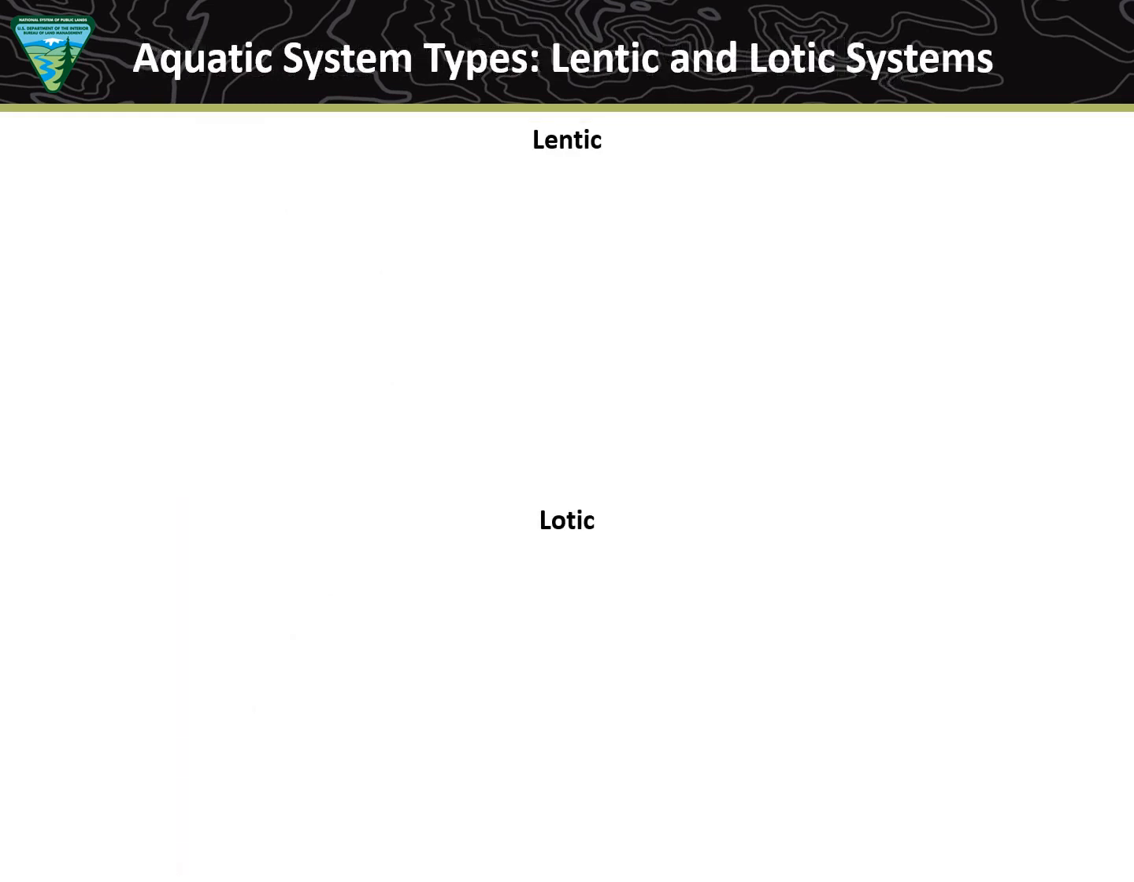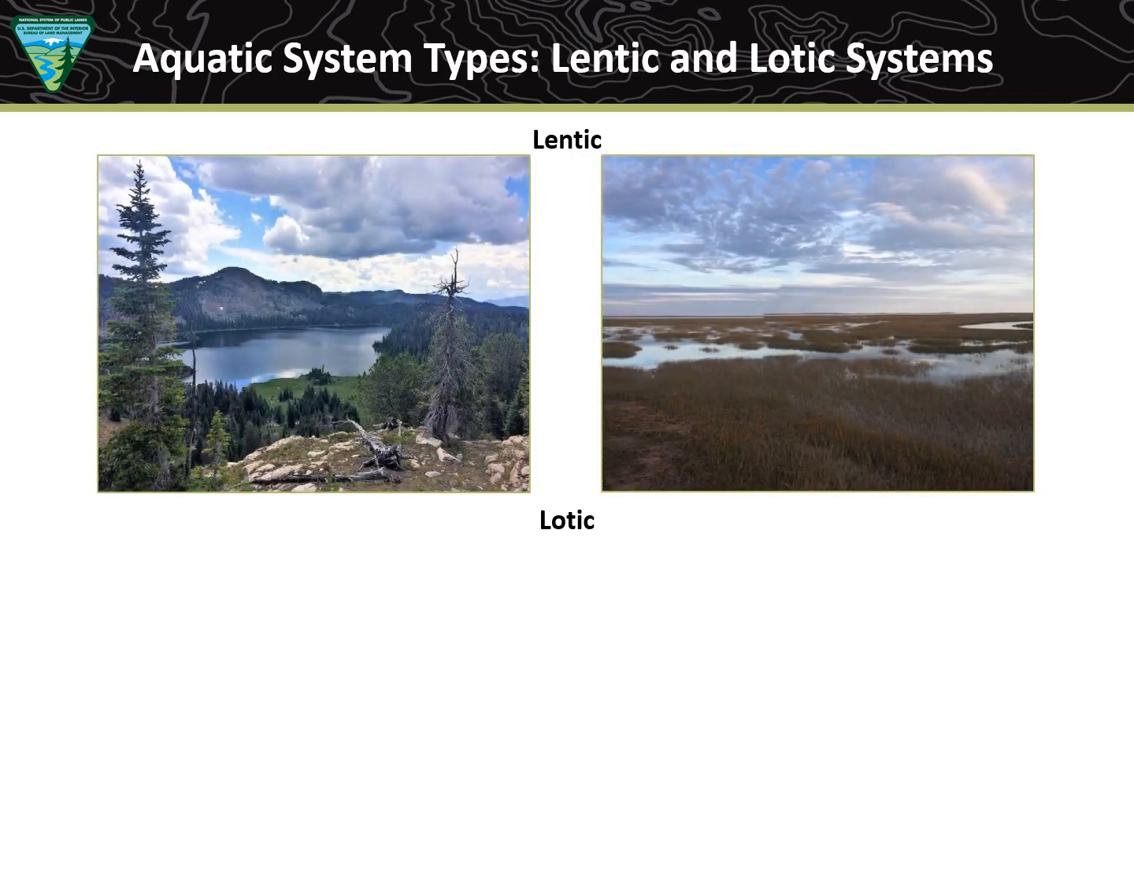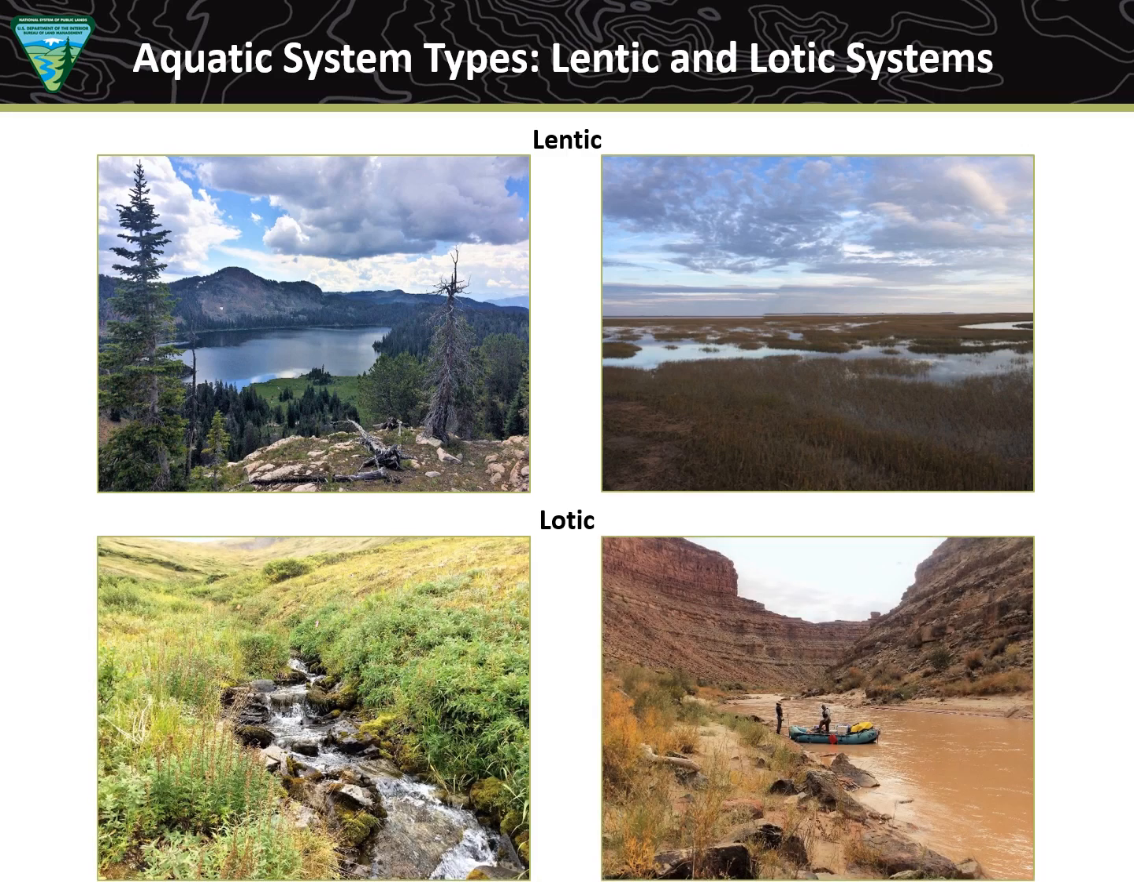The BLM monitors the health of two types of freshwater surface systems, Lentic and Lotic. Lentic systems are defined areas that support riparian vegetation and often have surface water, but do not have enough flowing water or energy to form a channel. These are systems such as lakes, wetlands, and meadows. Lotic systems contain flowing water with enough energy to form a defined channel and transport sediment, such as streams and rivers.